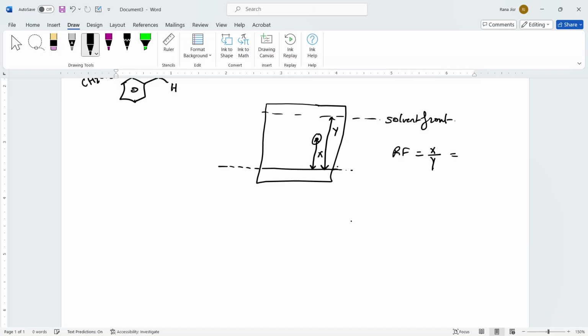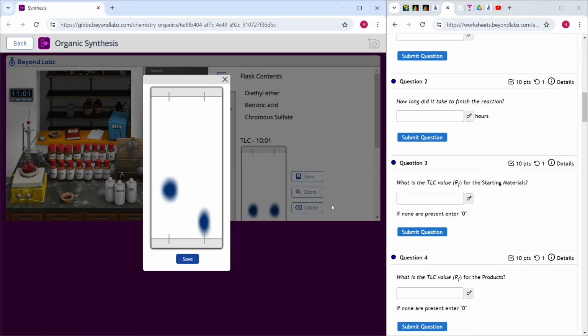RF is always less than or equal to 1. It can never, ever exceed 1. So whatever value you get, it has to be less than or equal to 1. If it's equal to 1, then your spot is all the way to the solvent front. See what I'm saying? So pay attention to this. It means that your product is extremely nonpolar, and it migrated all the way up the plate.